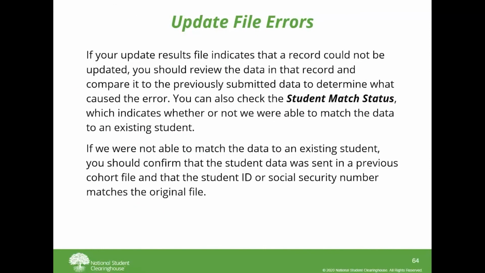If your update results file indicates that a record could not be updated, you should review the data in that record and compare it to the previously submitted data to determine what caused the error. You can also check the student match status, which indicates whether or not we were able to match the data to an existing student. If we were not able to match the data to an existing student, you should confirm that the student data was sent in a previous cohort file and that the student ID or social security number matches the original file.